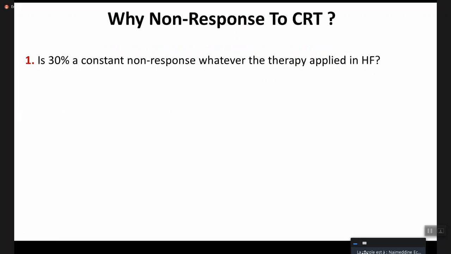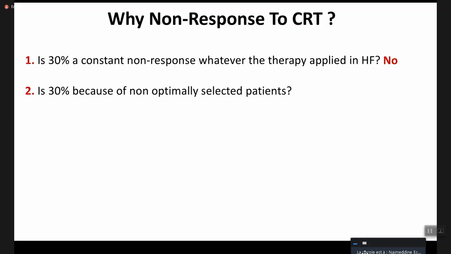So I will finish my talk here, and I'm going back to my first slide. Remember, I was asking the question, is this 30% of constant non-response, whatever the therapy we are applying to heart failure? Certainly not. We have a lot of things to offer to our patients. We have to optimize pharmacological treatment. We have to optimize the AV delay. It's really important. Is it because of non-optimally selected patients?